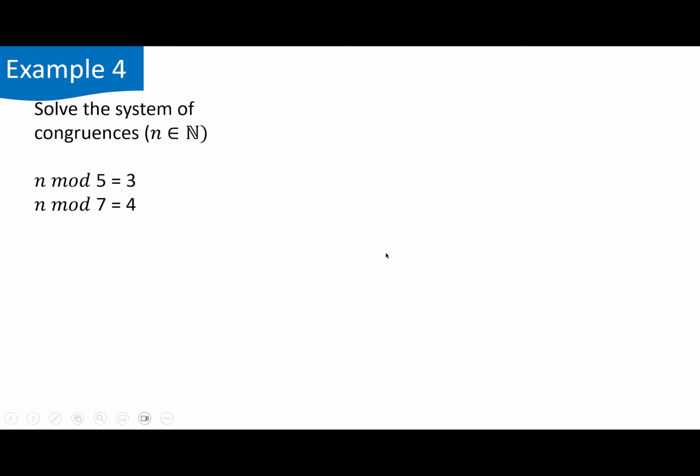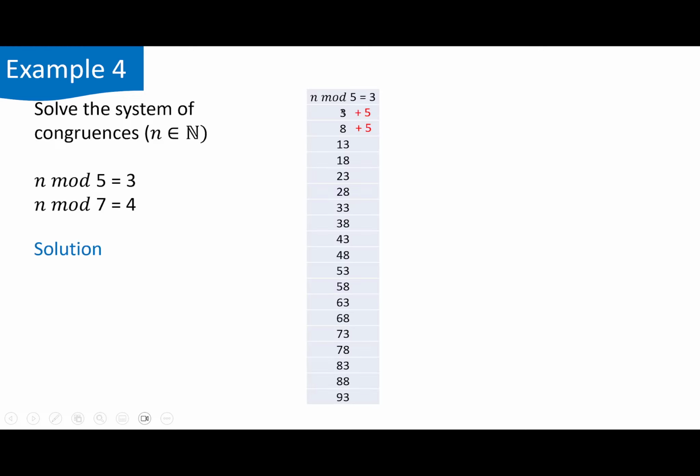Example 4. Solve the system of congruences. Now we have a system. We have 2 of them. Okay, we need an n that satisfies this and satisfies this. I need to find n. If I divide it by 5, the remainder will be 3. If I divide it by 7, the remainder will be 4. Okay, let's see how we can do that. So let's start with the first one.